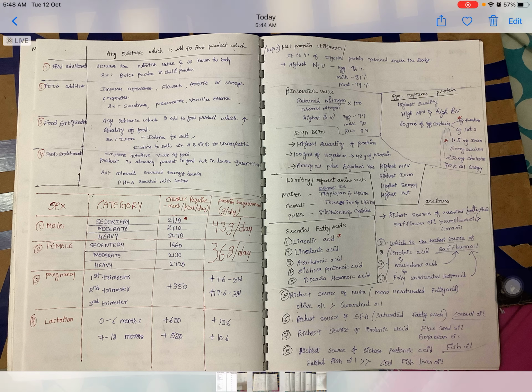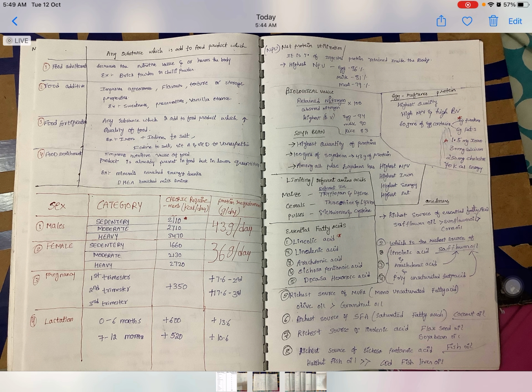And the net protein utilization, it is the percentage of ingested protein retained inside the body. Highest net protein utilization is egg 96%, milk 81%, meat 79%. Biological value, retained nitrogen over absorbed nitrogen into 100. The highest biological value is the egg 94%, milk 90, rice 83. Whereas the soybean, highest quantity of protein, 100 grams of soybean, 43 grams of protein.